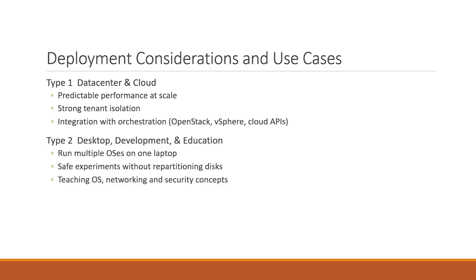Hybrid and nested virtualization. Sometimes environments mix the two. For example, CI pipelines that run a Type 2 hypervisor inside a Type 1 hypervisor. But generally, Type 1 remains the standard for large scale deployments.